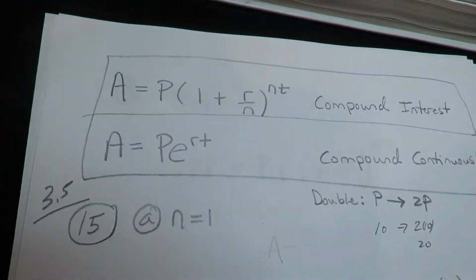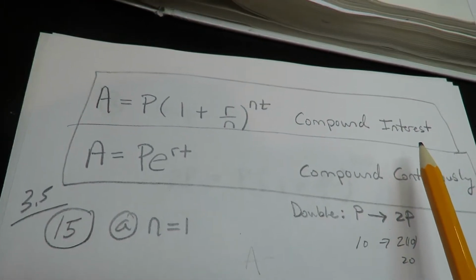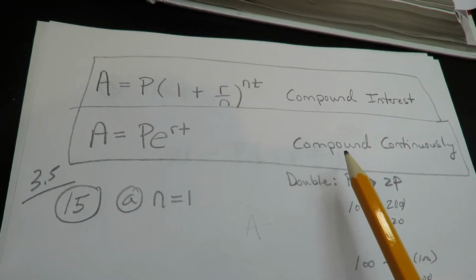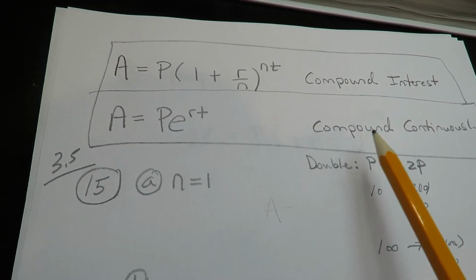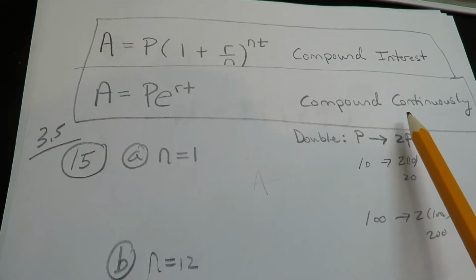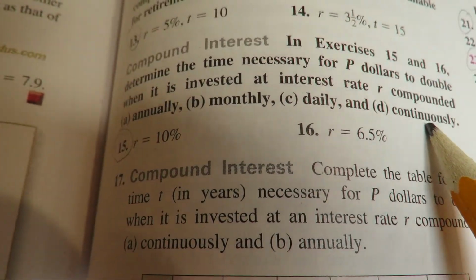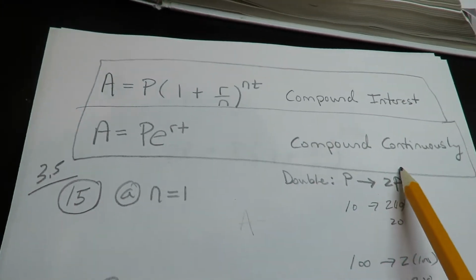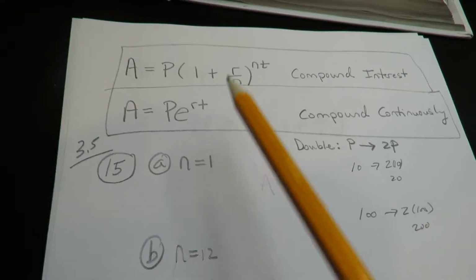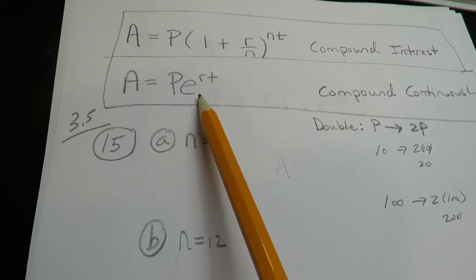So let me just remind you, there's two formulas. The first one is the generic one, which is compound interest, depending on how many times a year you want to compound it. And the second formula is compound continuously, and you only use this second one if they actually say in the problem the word continuously. If they actually say the word continuously, then that's a case where you're always compounding it. Every moment you're compounding it, okay? And that's when you would use this.